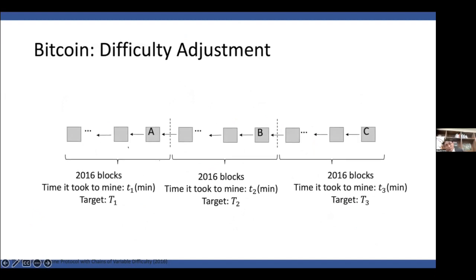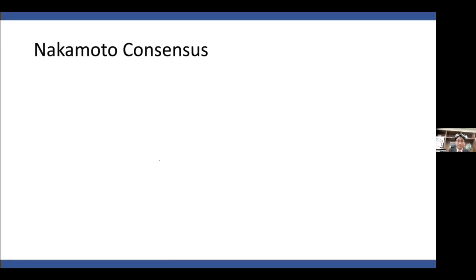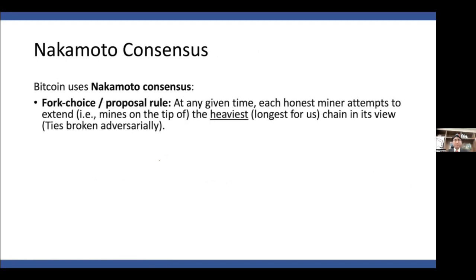And the difficulty is adjusted every 2016 blocks to take into account the changes in the hash rate, or total amount of hash power, that exists in the network. The details are there.